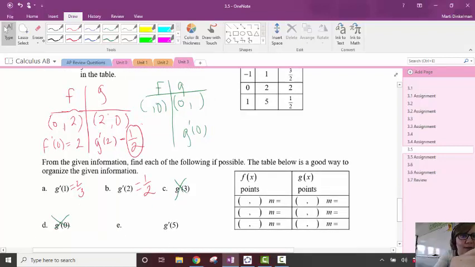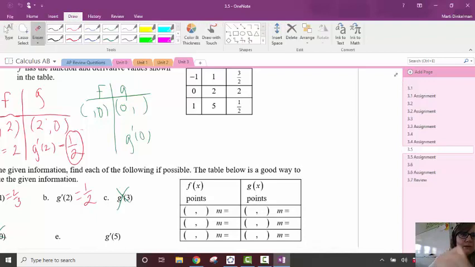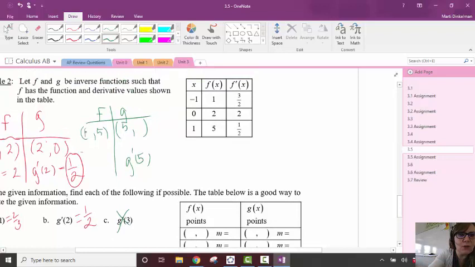Okay, and then let's try 5. Thought we had 2 more to do, but we just have 1 more. Okay, so we're finding g prime of 5. So when x is 5 here, okay, and then y is 5 there, we look at the table. Oh, good. Okay, so remember f is equal to 5, so the x is 1. And now we can find f prime of 1 is 1/2, and so this one must be 2.